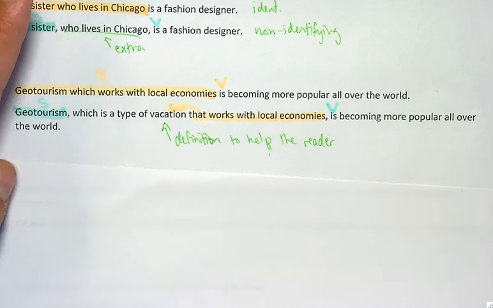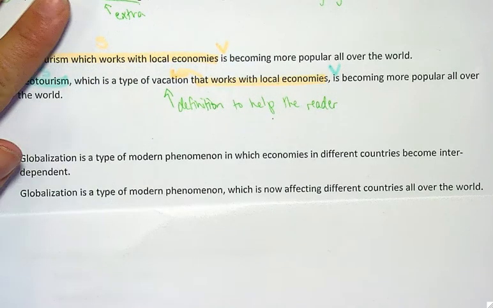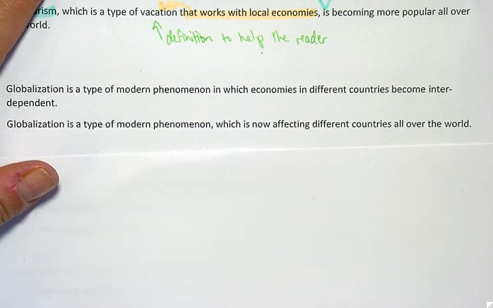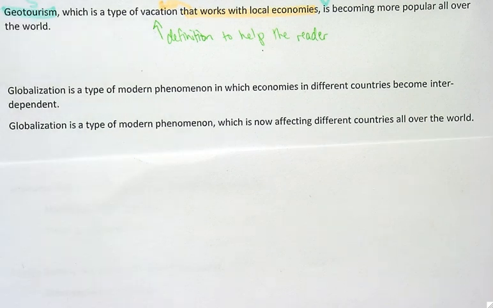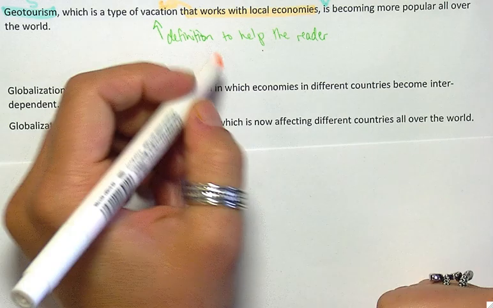I think I've got one more. Globalization is a type of modern phenomenon in which economies in different countries become interdependent. Globalization is a type of modern phenomenon which is now affecting different countries all over the world. Let's look at the information. In the first one, we have our identifying.